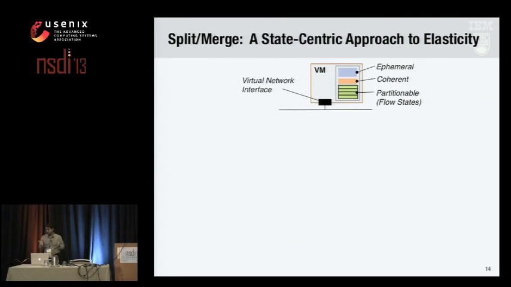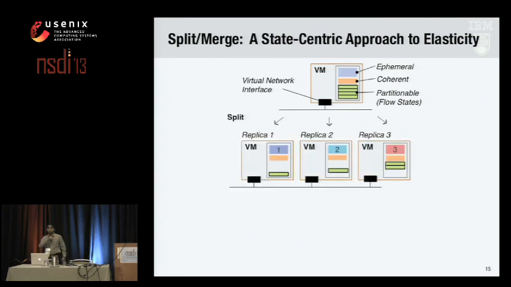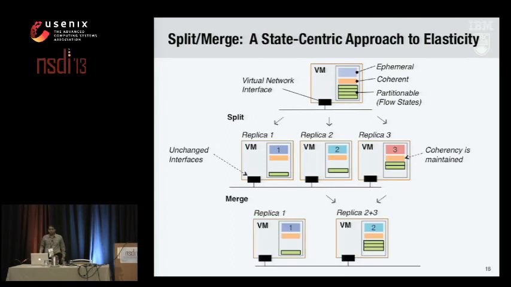Now, when you want to scale out, we split the middle box into 3 replicas and distribute the flow table across all the 3 replicas. And then when you want to scale in, we just merge the 2 replicas. And what do we do when we merge? We just concatenate the flow tables of the 2 replicas into one single flow table.